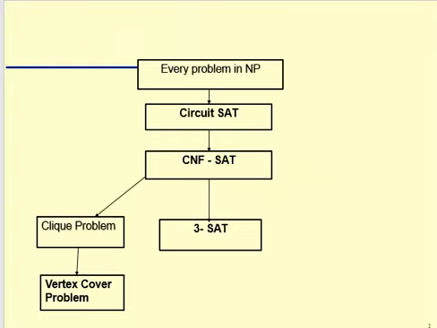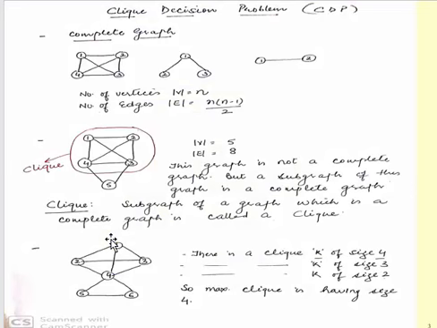In our previous lecture, we covered circuit SAT, CNF SAT, and 3 SAT, and then I reduced the clique problem from CNF SAT. Now in this lecture, I will prove that vertex cover is NP-complete, and for that I'll reduce the clique problem to the vertex cover problem. First, just a revision of what we did previously: what is the clique problem?